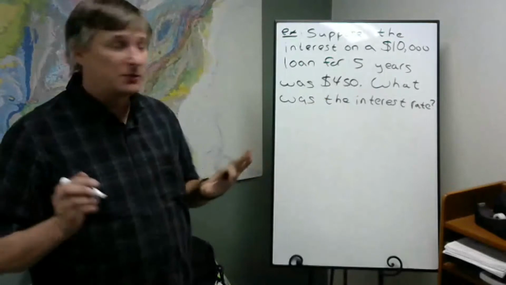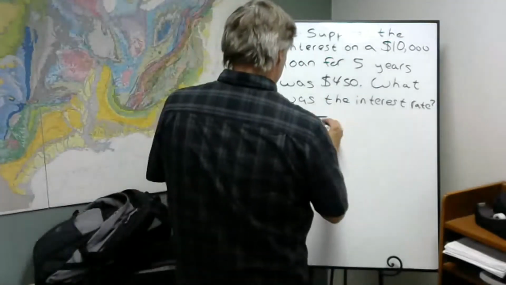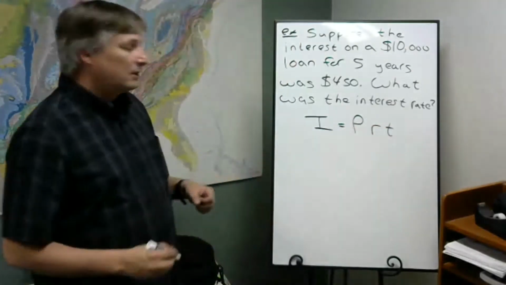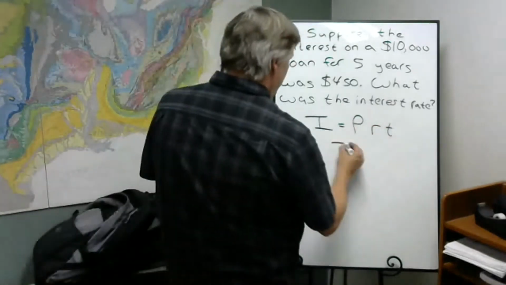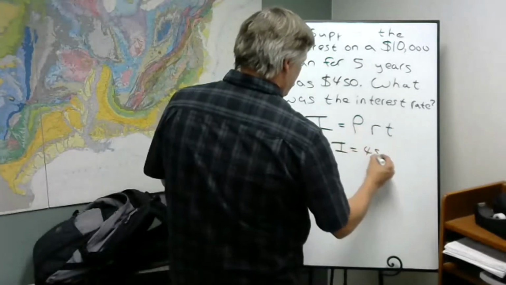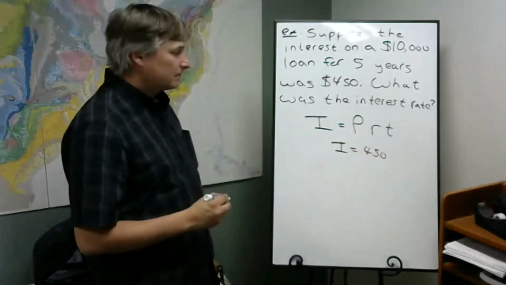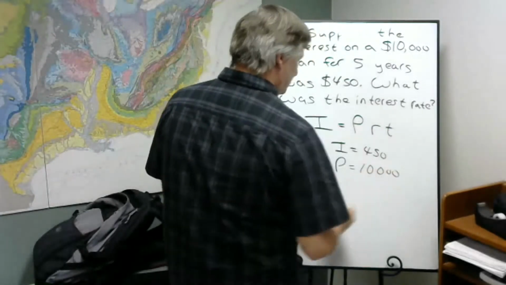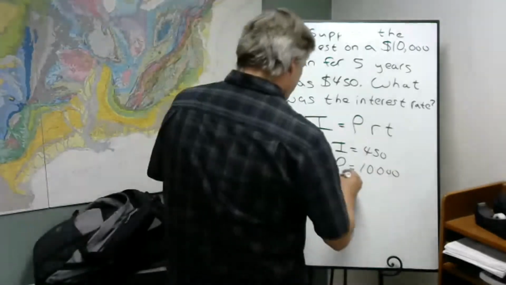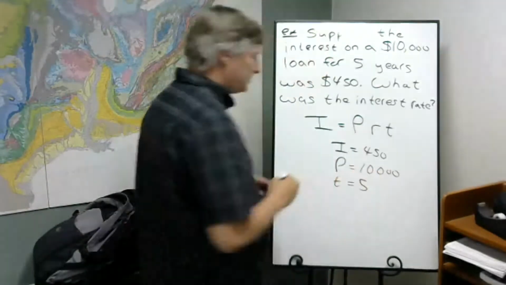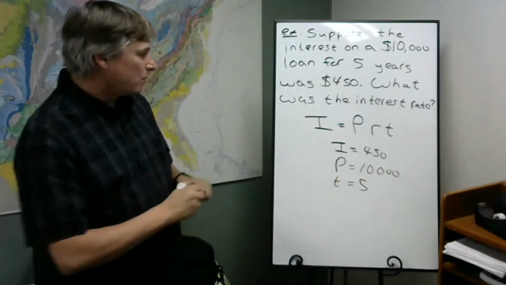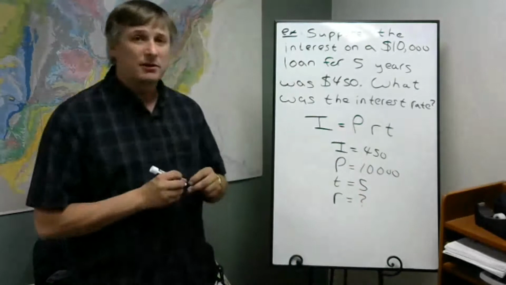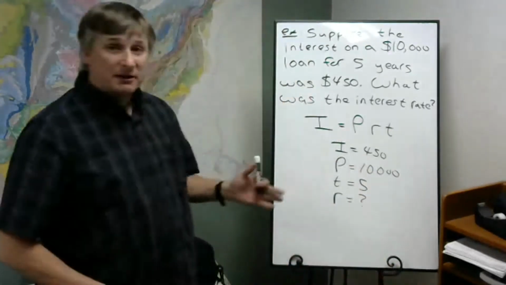Well, let's go back to the formula for interest. It's I = PRT. Now in this case, we know what I is. I was 450. We know what P is. That's 10,000. And we know what T is. T is going to be 5. So what we're missing is the interest rate R. So we've got to find R.